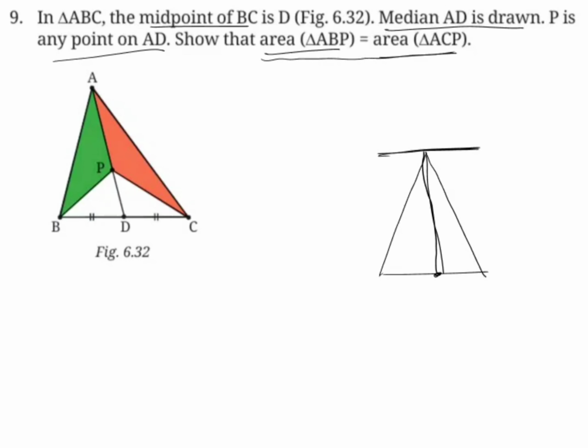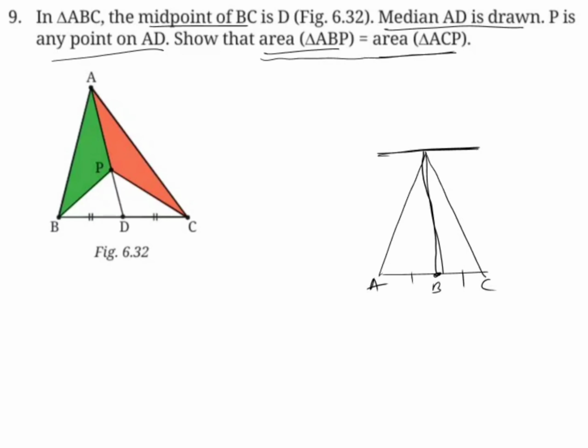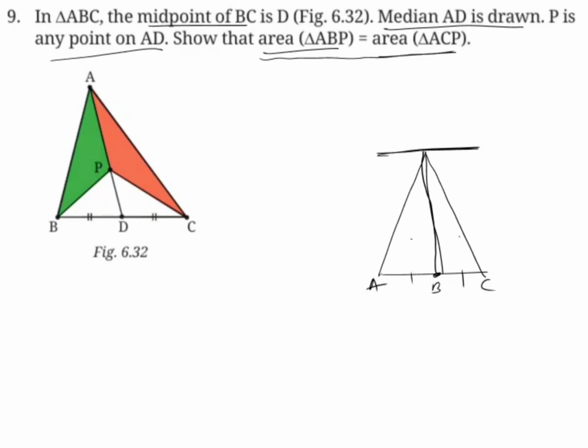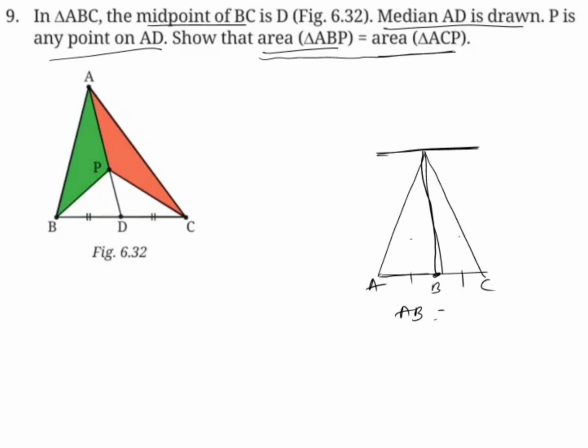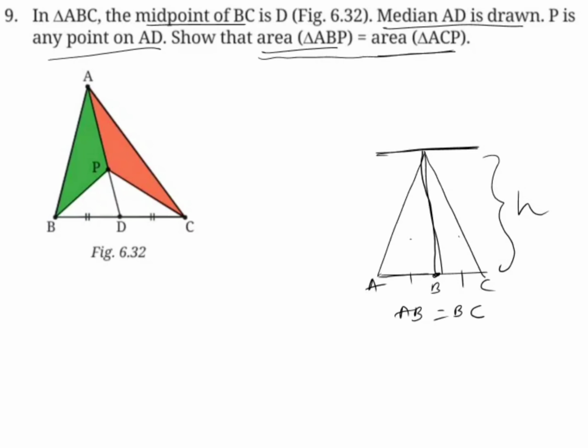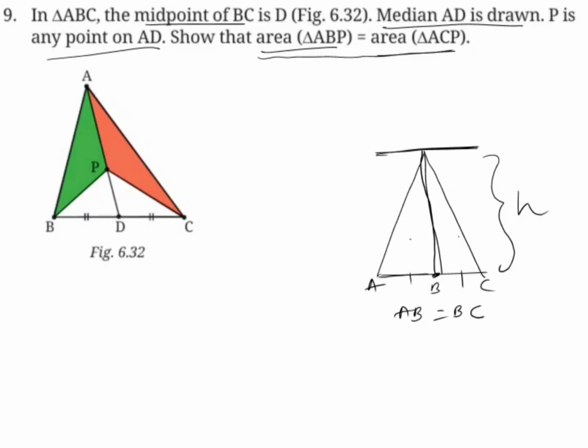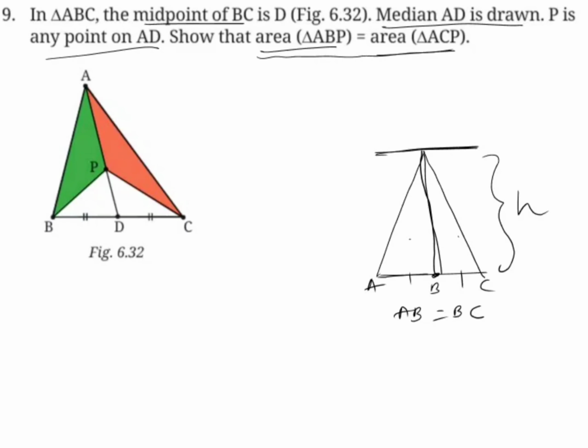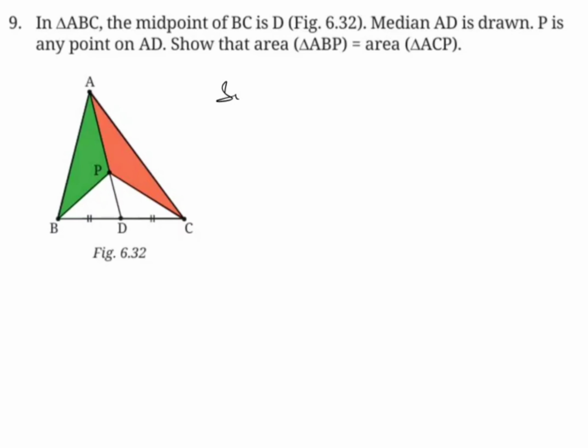Okay, so that means if I write A, B, C, so AB and BC are equal, and the height for these two triangles is equal. The bases are equal, and the height is also equal for both of the triangles. So if bases and heights are equal for the two triangles, then they are equal. Now we can start the solution. Let us start the solution here.